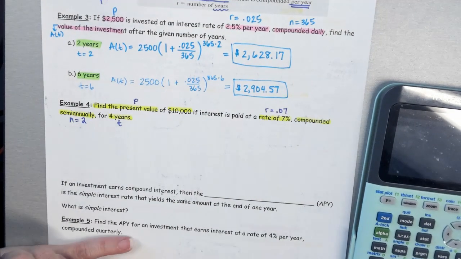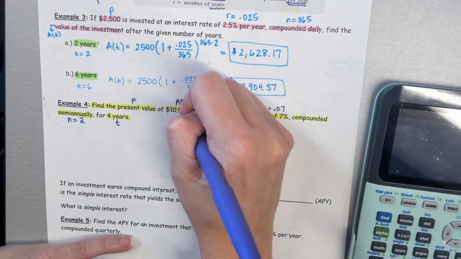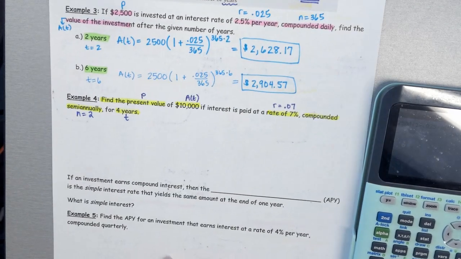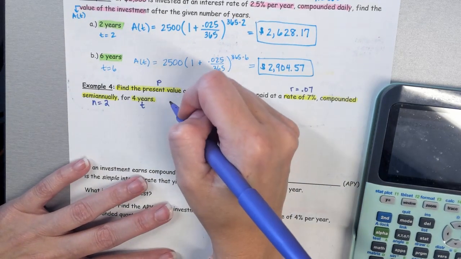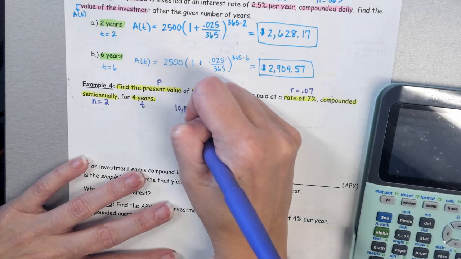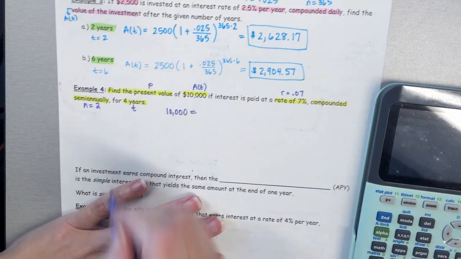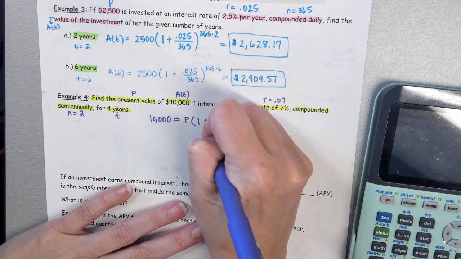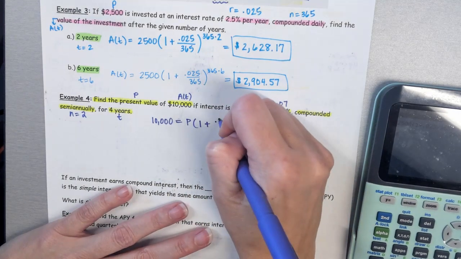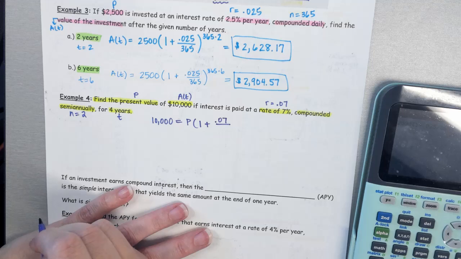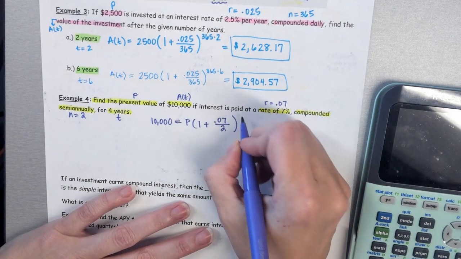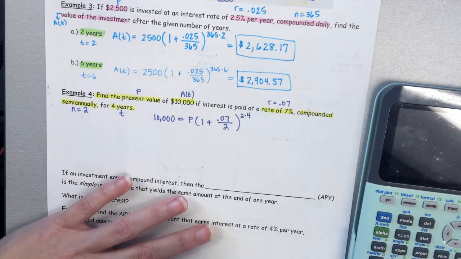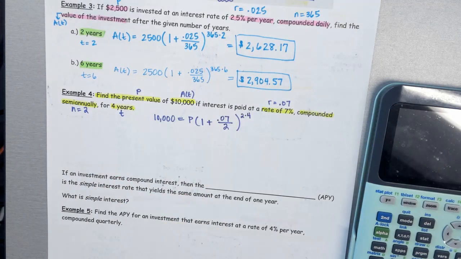So then this 10,000 has to be the amount. This is your A of T. So when you're plugging this into your equation, it's your 10,000 equals P(1 plus the rate over your N value) to the power of N times T, so 2 times 4. So what we're going to do is we're going to solve this for P.